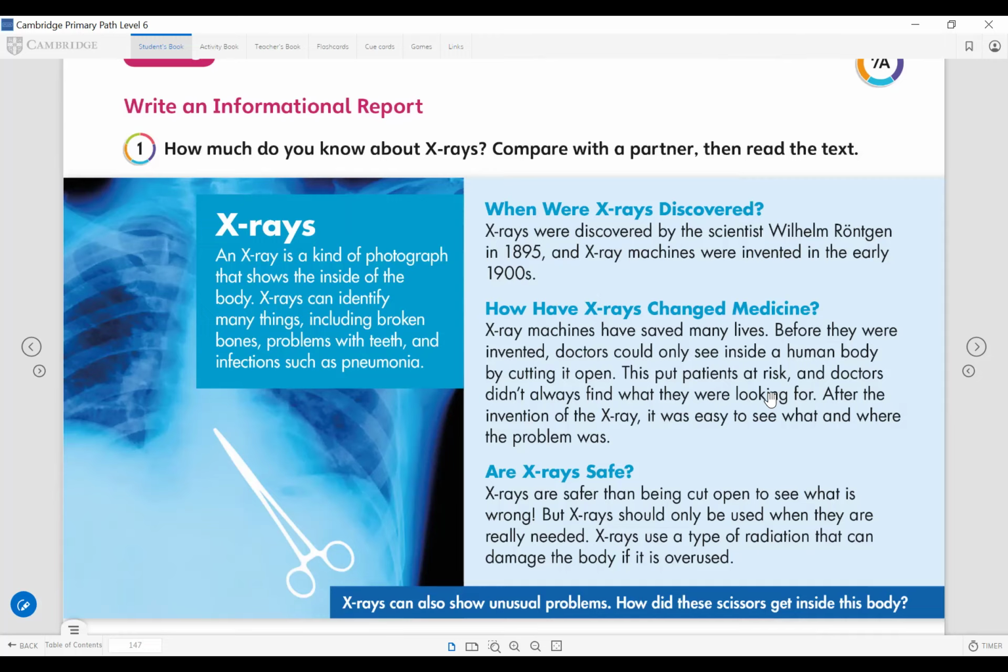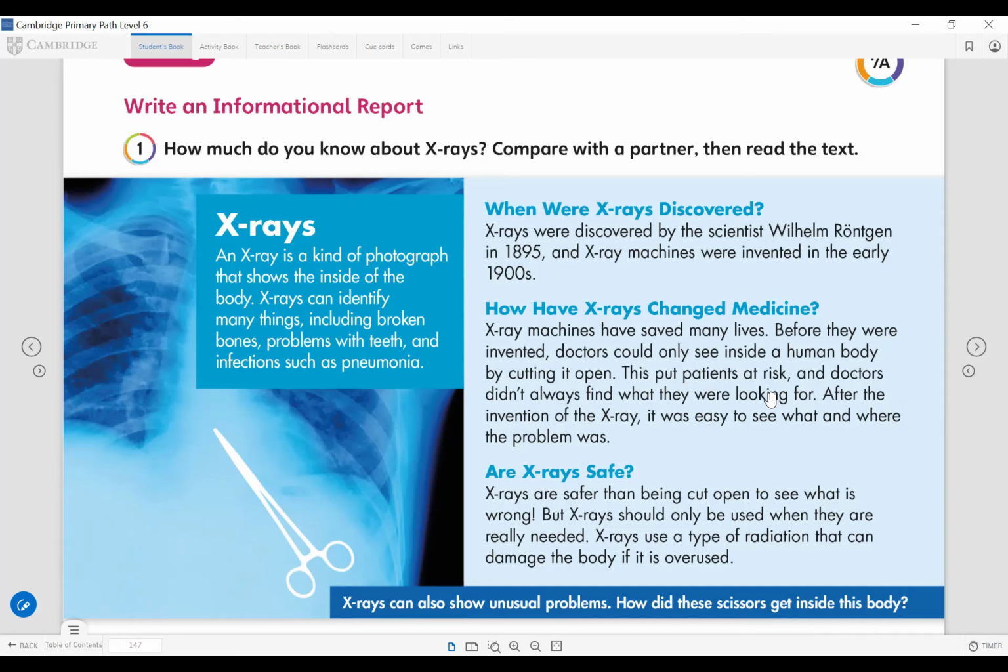Before they were invented, doctors could only see inside a human body by cutting it open. This put patients at risk, and doctors didn't always find what they were looking for. After the invention of X-ray, it was easy to see what and where the problem was. Are X-rays safe? And this is the third question. X-rays are safer than being cut open to see what is wrong, but X-rays should only be used when they are really needed. X-rays use a type of radiation that can damage the body if it's overused.